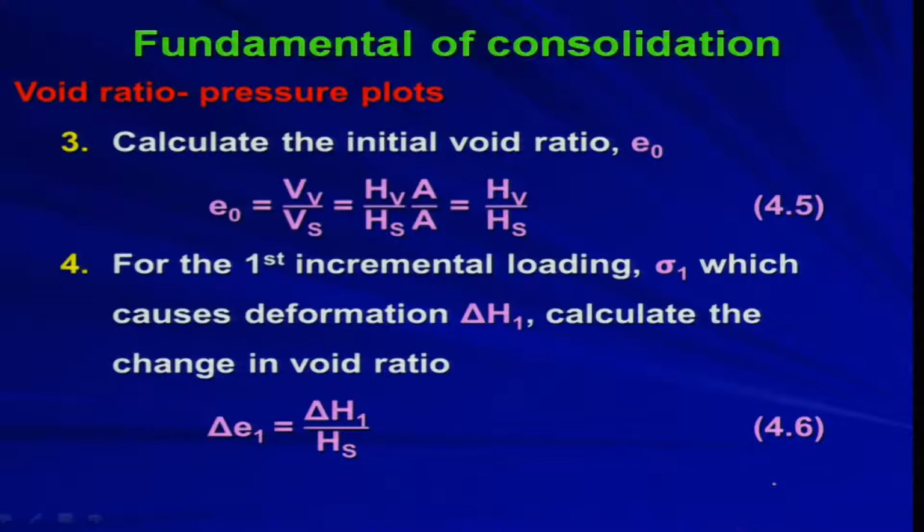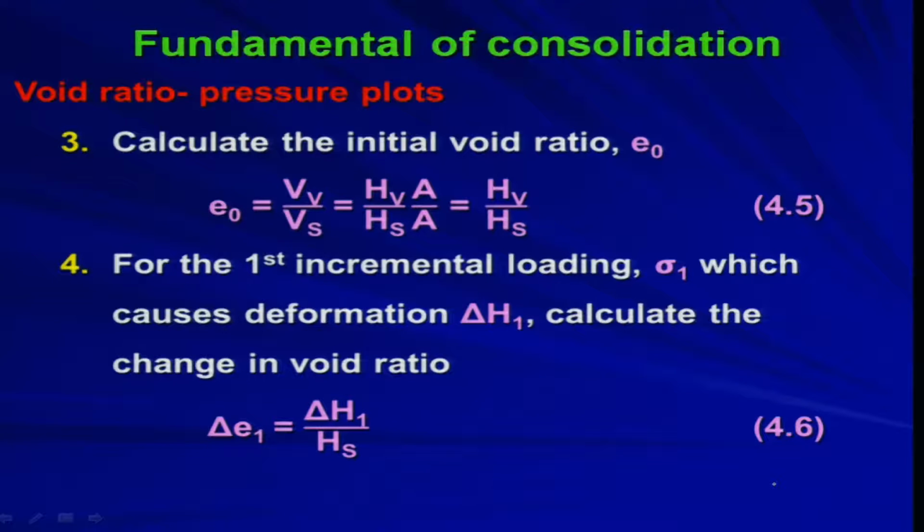Okay. Now, in the third step, calculate the initial void ratio e naught. The initial void ratio is nothing but Vv by Vs. Vs is not going to change. When you are considering some soil deposit, Vs is not going to change, so that is the constant part. The volume of solid you cannot change. You can only play with the volume of voids. So, e naught is equal to Vv by Vs.